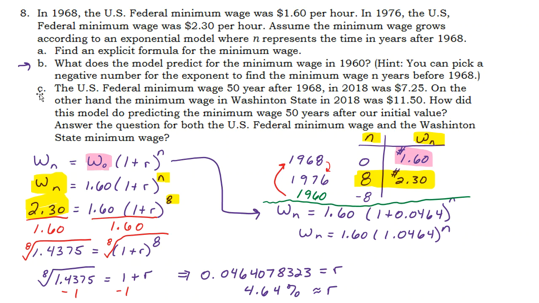Part C says the U.S. federal minimum wage 50 years after 1968, in 2018, was $7.25. On the other hand, the minimum wage in Washington state was $11.50. How did this model do predicting the minimum wage 50 years after our initial value? Well, just plug 50 in for n and see what you get, and compare it and see what it came out to, to better model the U.S. federal minimum wage or the Washington state minimum wage. All right, I hope that helps.